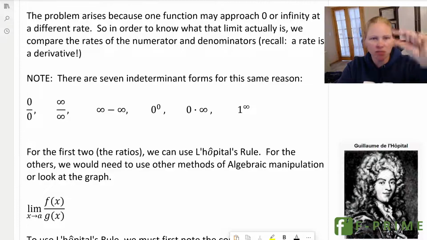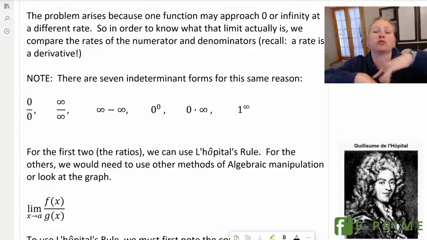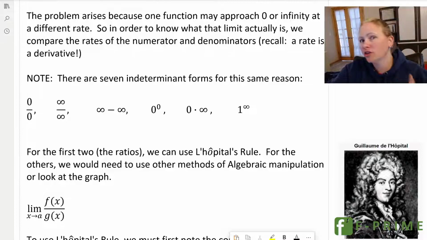So the concept of a number when I get infinity over infinity is that I have this conceptually huge number divided by this other conceptually huge number. And we need to understand that they may not be the same. The numerator may be approaching infinity way faster than the denominator, or vice versa.